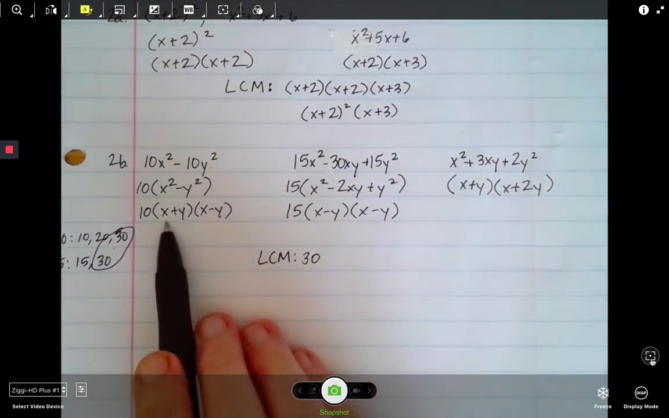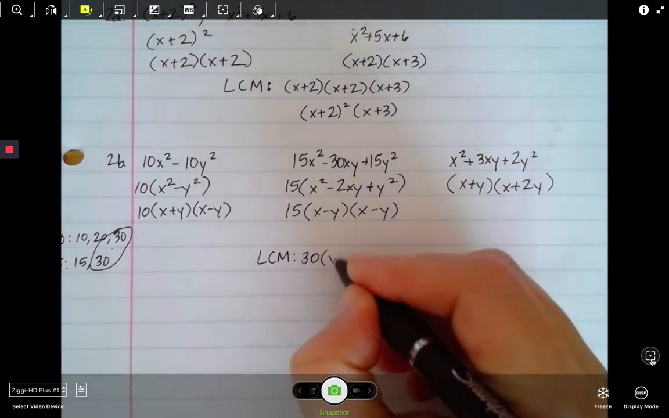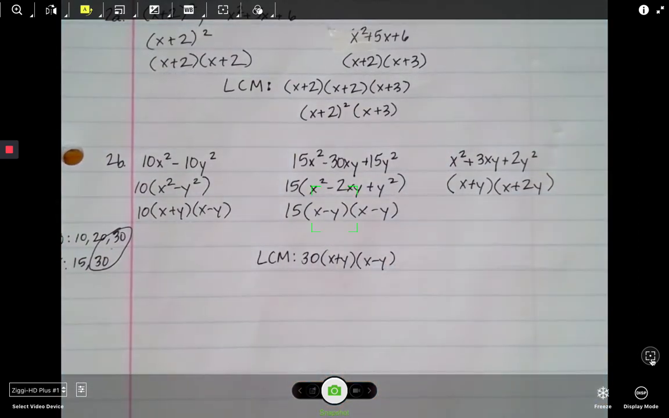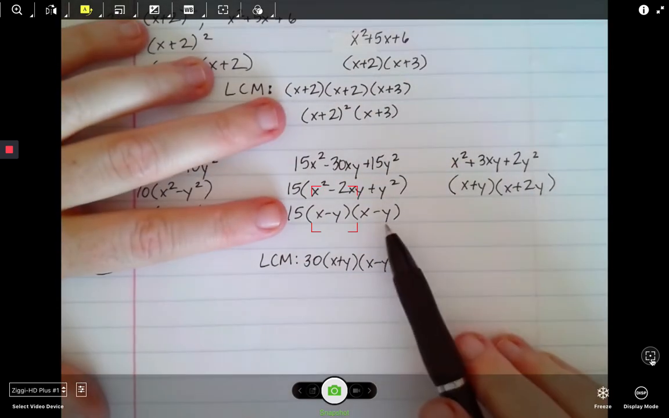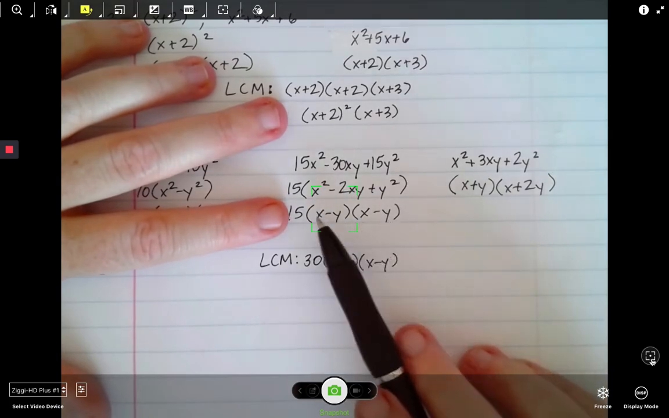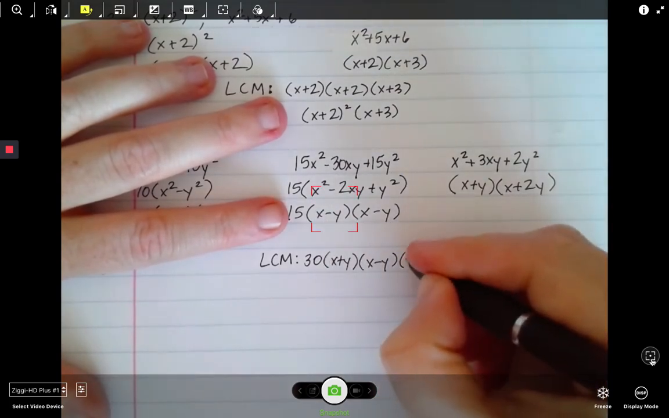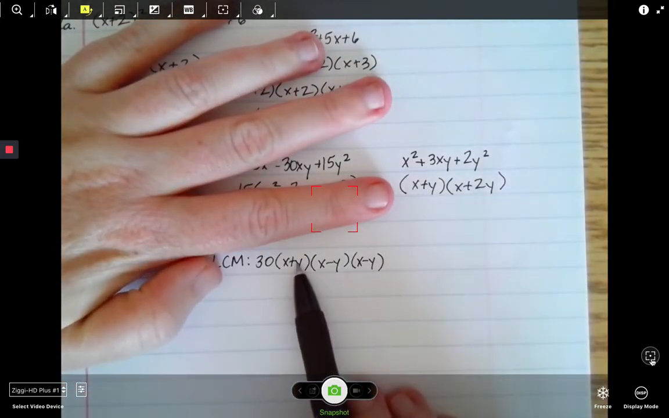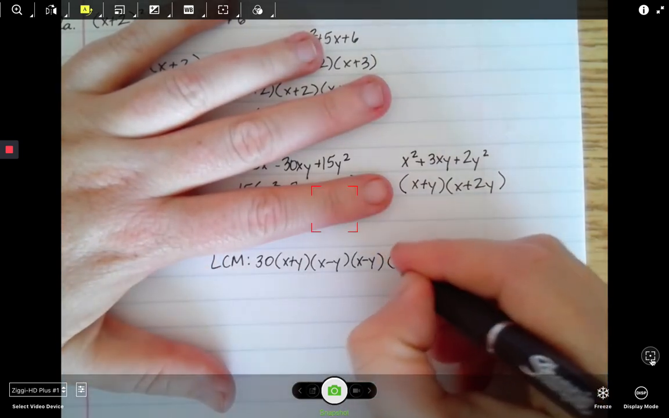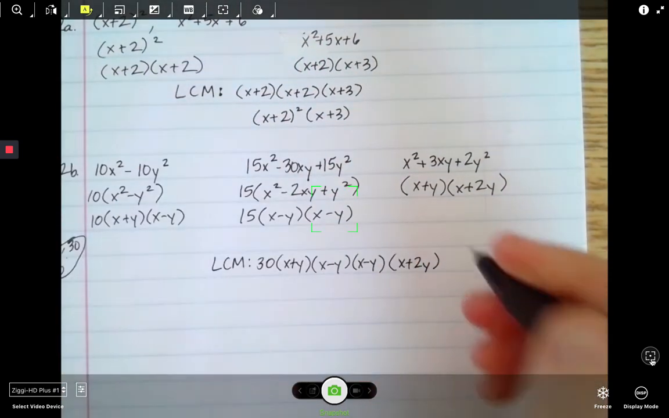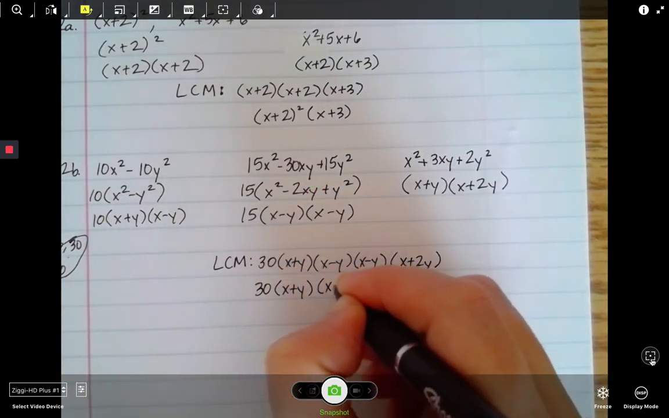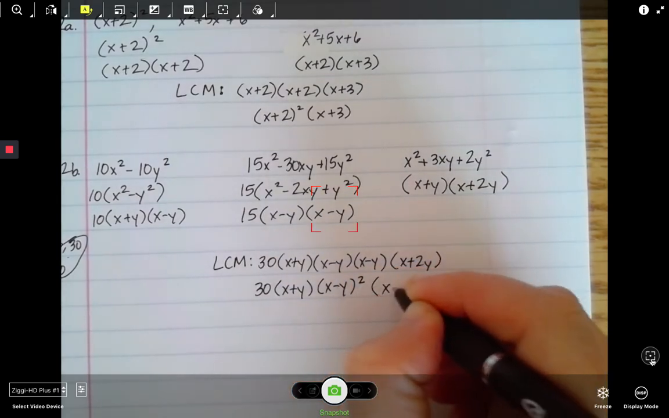All right, I know I'm going to at least need one xy and one x minus y. But over here, it tells me they need two x minus y's, don't they? So I'm going to write another x minus y so that we can have two of them. And then over here, we've already got our 1x plus y, don't we? But I also need x plus 2y. So I'm going to simplify that to 30 times x plus y times x minus y squared times x plus 2y.